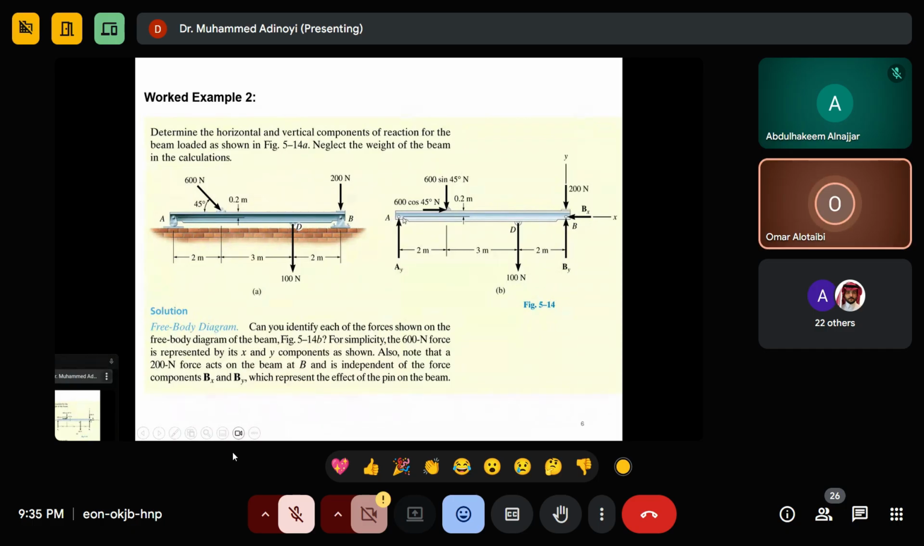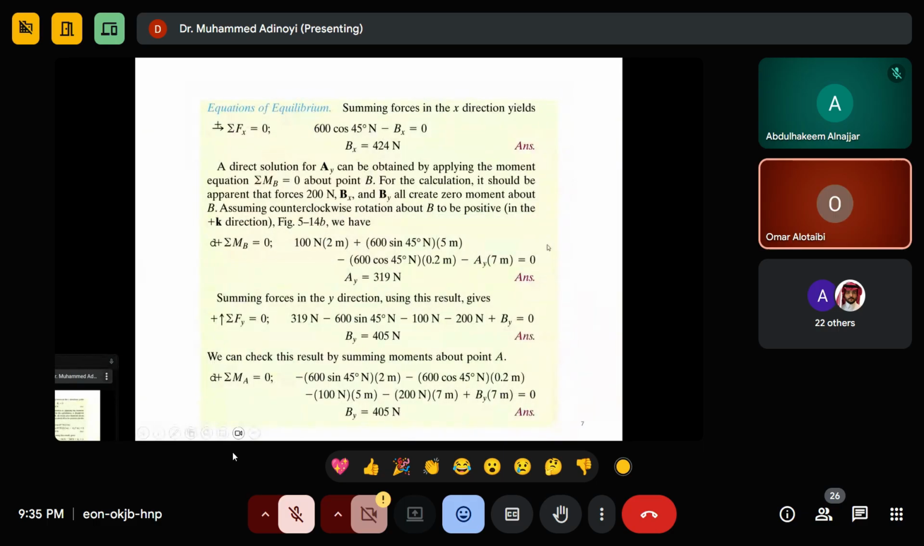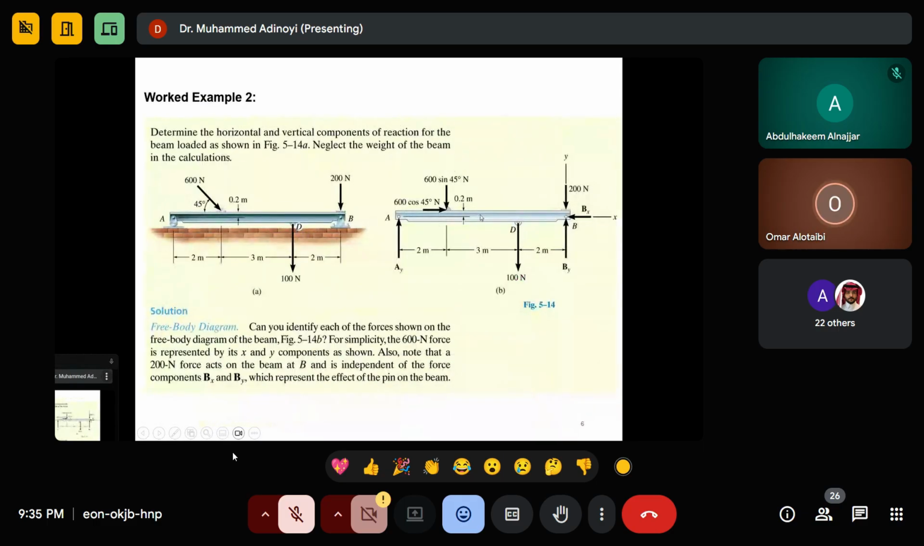We assume it is 0, but here it's not neglected. It's not negligible. So there is a thickness, so we're going to use this distance. Look at here. When you take a moment about this, this force is trying to rotate it this way. Can you see the way my cursor is moving? Your arrow is clockwise. It should be negative, yes.